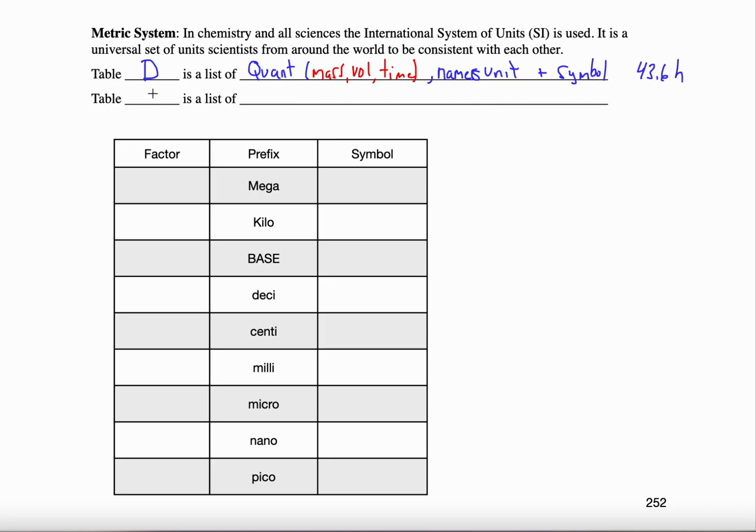The other table that we have here is table C, and this is simply a list of our metric prefixes, and how these metric prefixes relate to the base unit. So let's start here with the base unit. These are the main examples, the quantities and units that we see listed on table D.